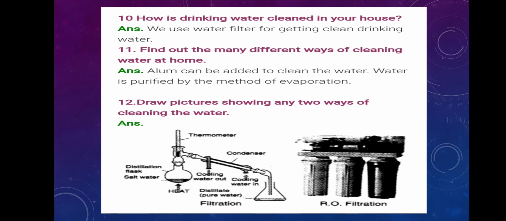How is drinking water cleaned in your house? We can clean any water and make it fit for drinking in several ways. We can use a water filter to get clean drinking water. Find out the different ways of cleaning water at home. Alum can be added to clean the water. Water is purified by the method of evaporation.